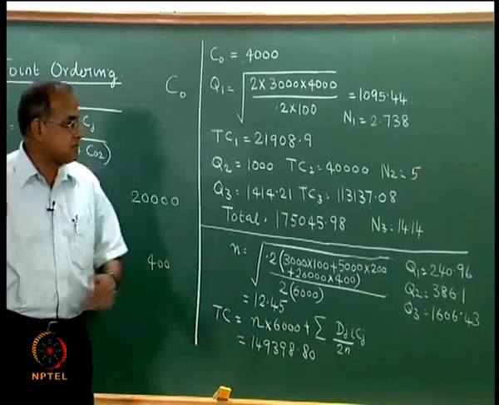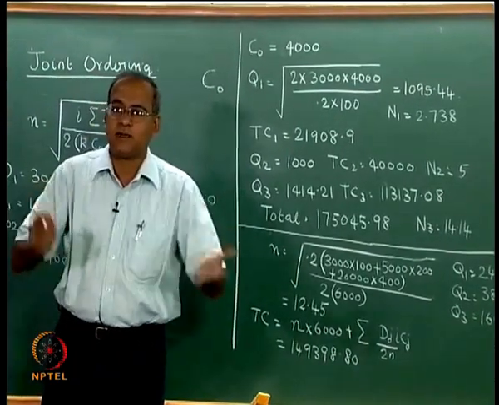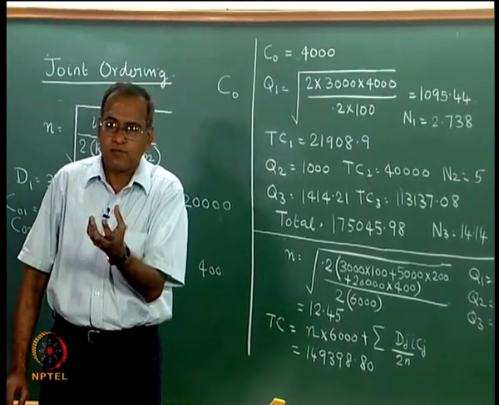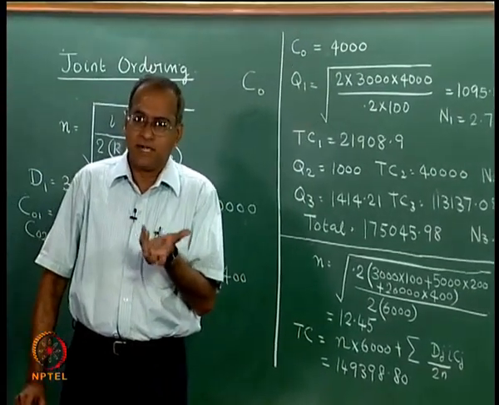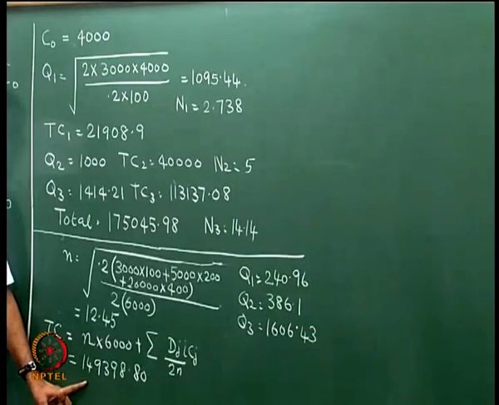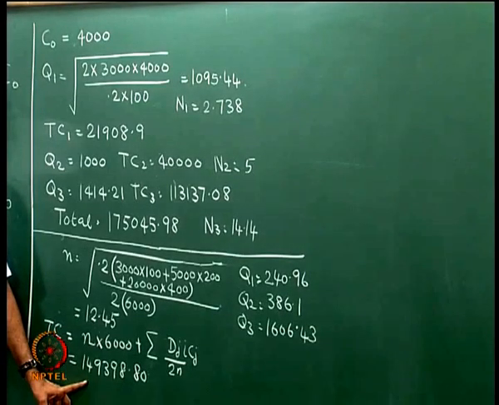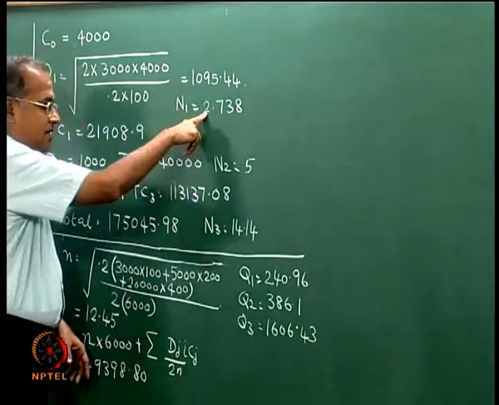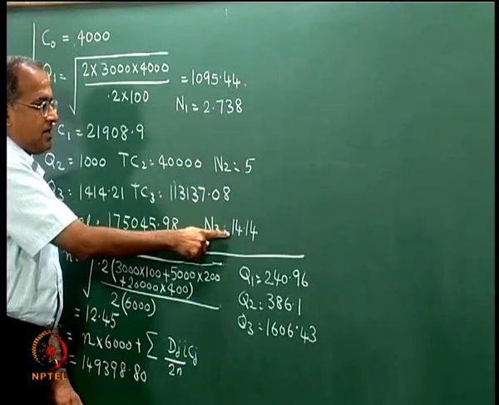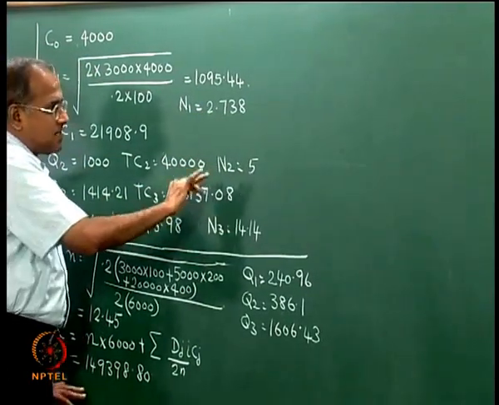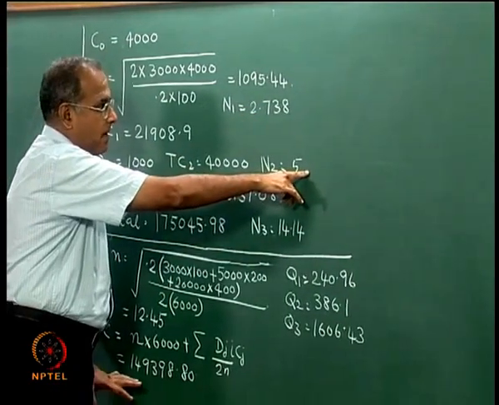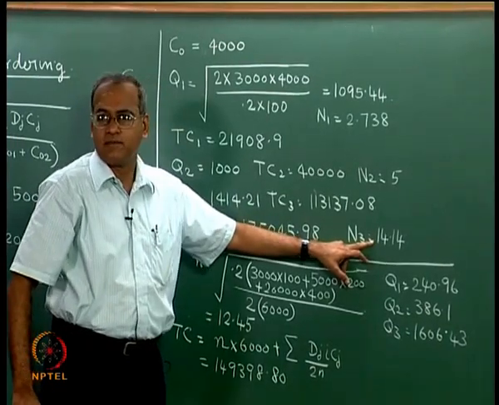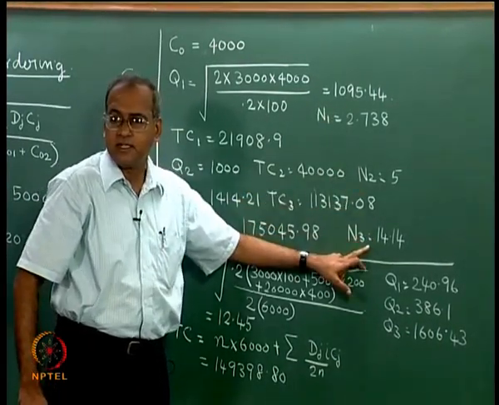But the number of orders for each item is a kind of an integral multiple. And then can we check whether we can have some kind of partial saving, but yet try and reduce this 149398 further. So, if we look at this alone, this is 2.738, this is like 5 and this is 14.14. So, this is roughly 1:2 is to some number like 5. This is like 1:2:5. That is the number of orders.